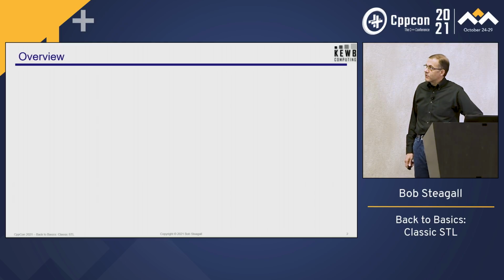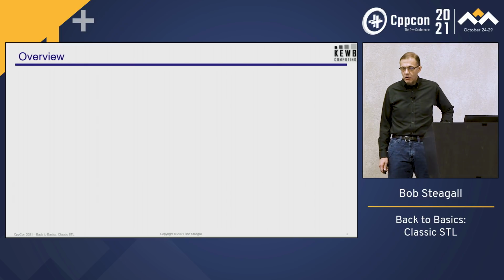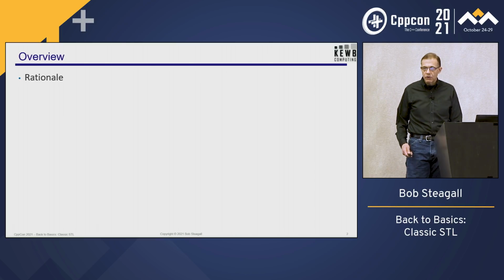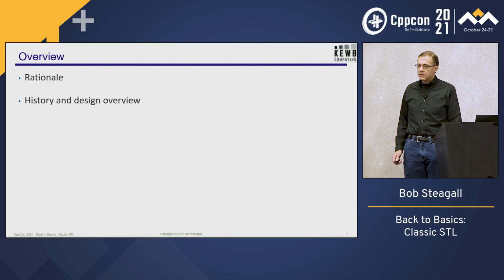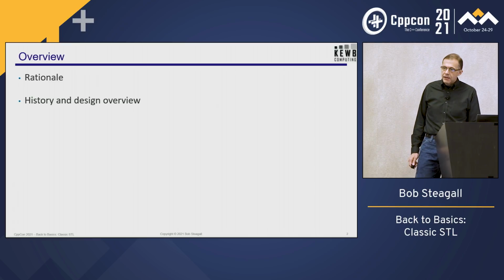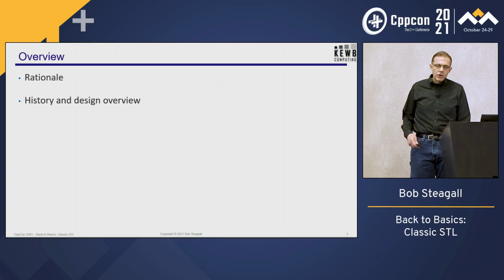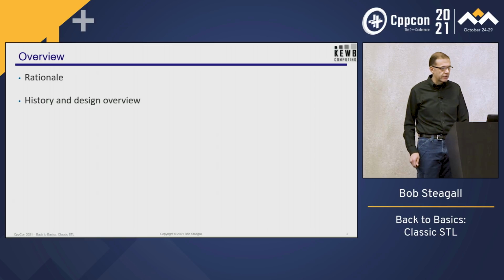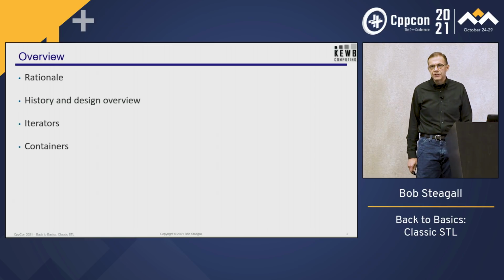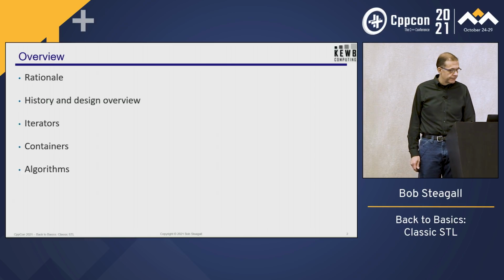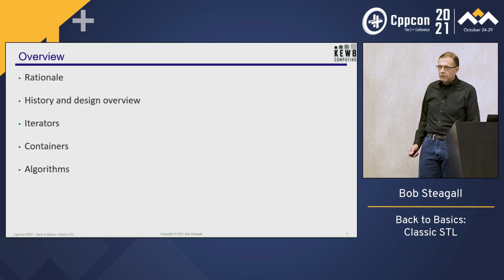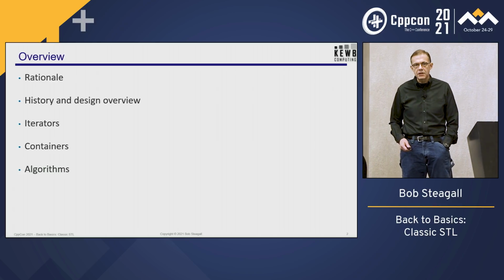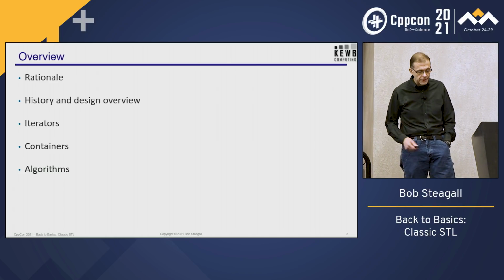So, as I do with all my presentations, I'd like to start with a quick overview of what we're going to be discussing. The rationale for the STL, how and why it evolved, a little bit of history and a design overview. And then I'm going to talk about probably the three most important parts of the classic STL. There are other things that are part of it, but these are the big three: iterators, containers, and algorithms. And really the focus of this talk, probably the majority of it, is going to be spent talking about iterators and thinking about iterators, because they're really the key, in my opinion, to the whole kit and caboodle.